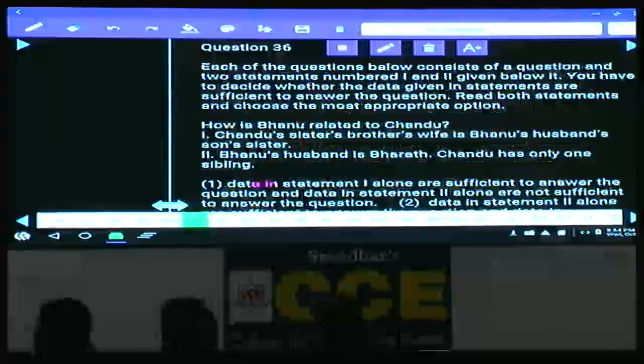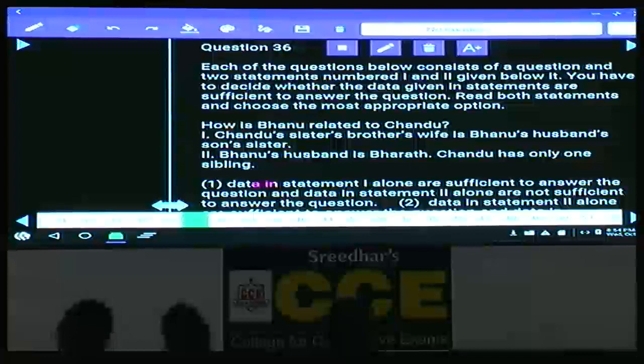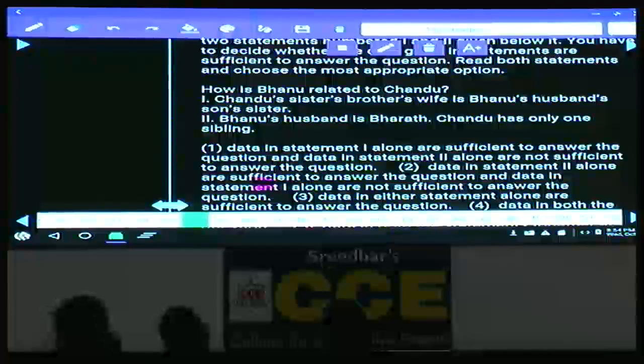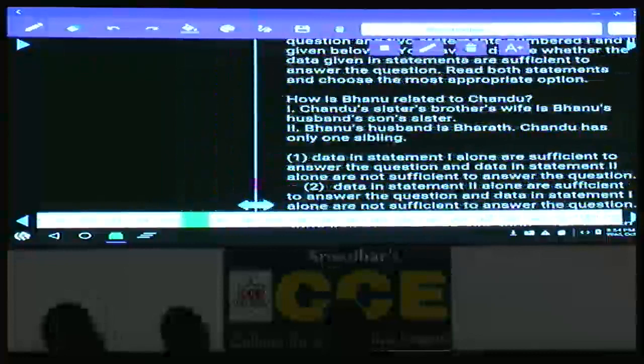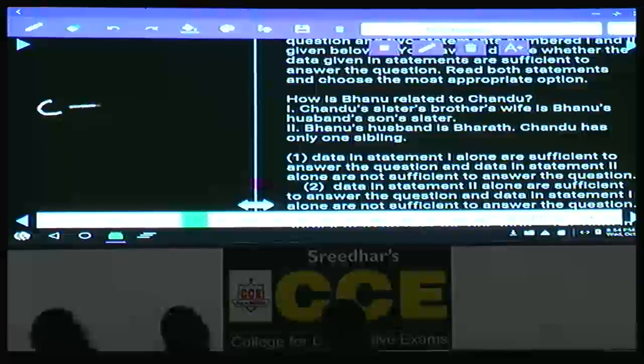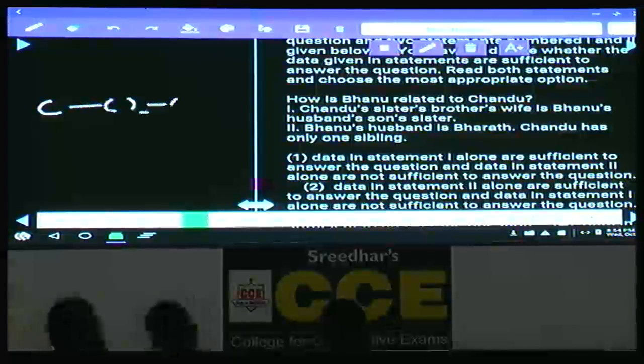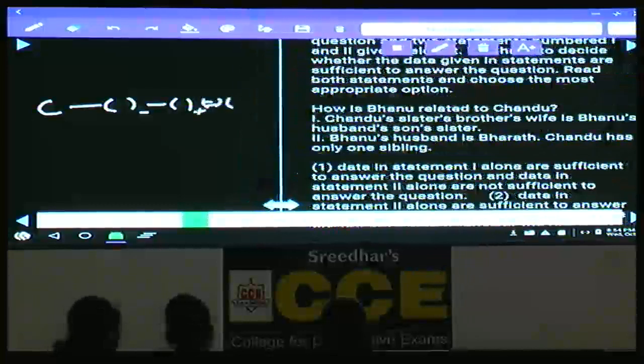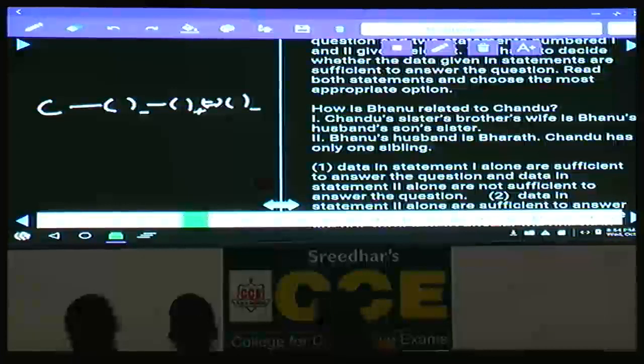Then 36 to 40. Now these questions, 36 to 40, are based on data sufficiency. How is Banu related to Chandu? Chandu's sister's brother. Chandu is here, Chandu's sister is there, and sister's brother is there. Chandu's sister's brother's wife. Now who is this person?